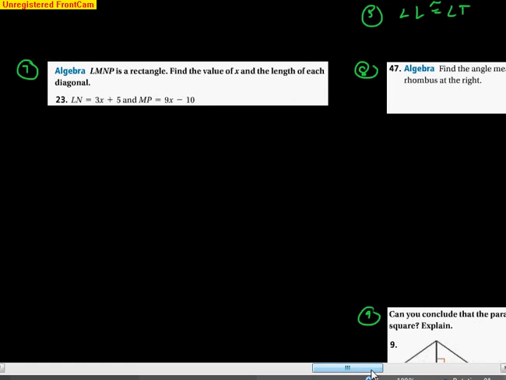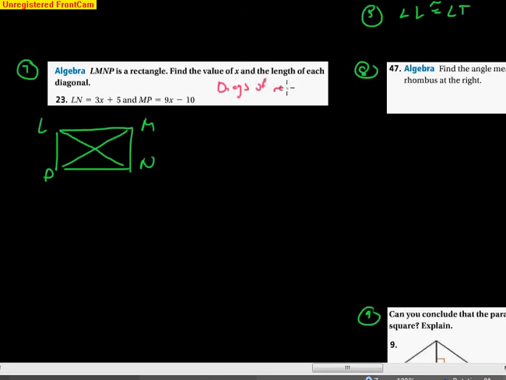Number 7. LMNP is a rectangle. Find the value of x and the length of each diagonal. Let me draw this picture. LMNP. Just double check that LN is a diagonal and MP is a diagonal. Yes, these are diagonals. In a rectangle, diagonals are congruent. So all we're going to do is set them equal to each other. 3x plus 5 equals 9x minus 10.